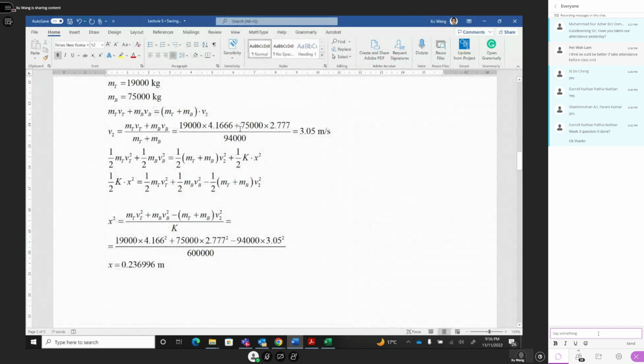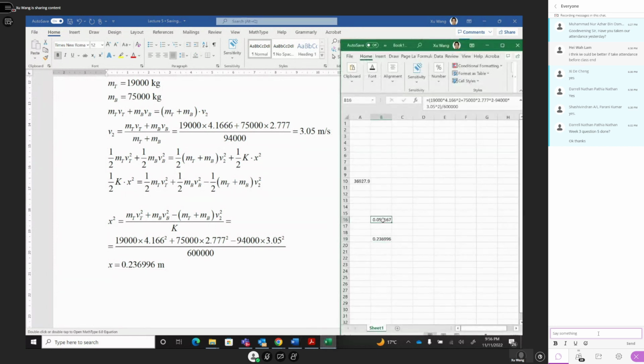So make sure this one is correct. Otherwise, you won't get the same result. This is 94,000. That's why you get this result. Be careful. This should be equal to the result. This is x squared, and the square root gives this result.